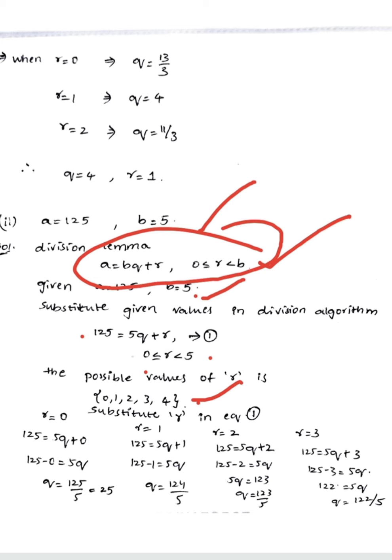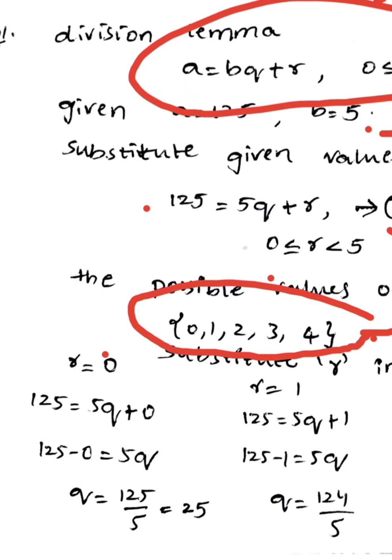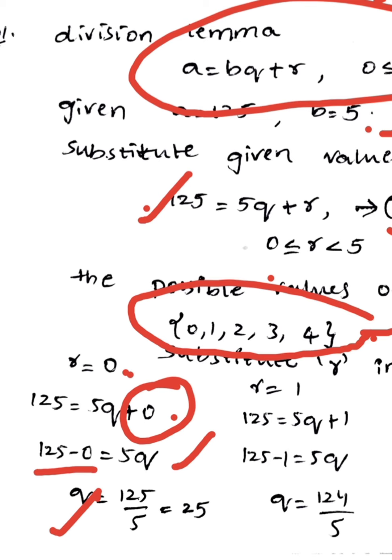So substitute these r values in equation 1. On substituting each and every individual value, we get the value of q. Now when r equals 0, substitute r equal to 0 in the equation. We get 125 equal to 5q plus 0. Now plus 0 becomes minus 0 on the other side: 125 minus 0 equals 5q. Now q equals 125 by 5, which is equal to 25.